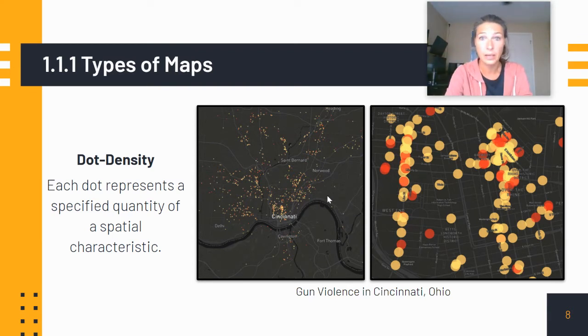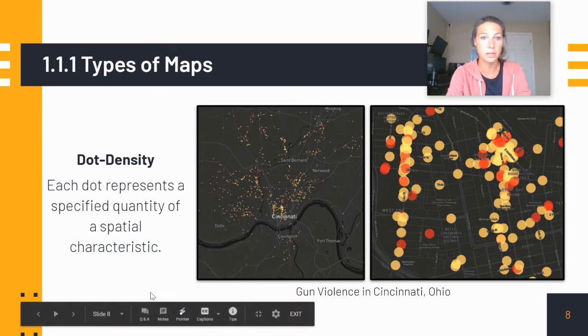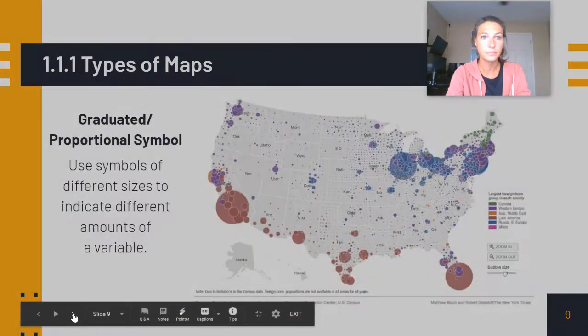But the key to understanding dot density is the clustering of dots. When you see a bunch of dots all together, or over here, when you see a bunch of dots all together, that indicates a higher number of whatever it is that you're studying. Again, gun violence in Cincinnati is what you're looking at here.